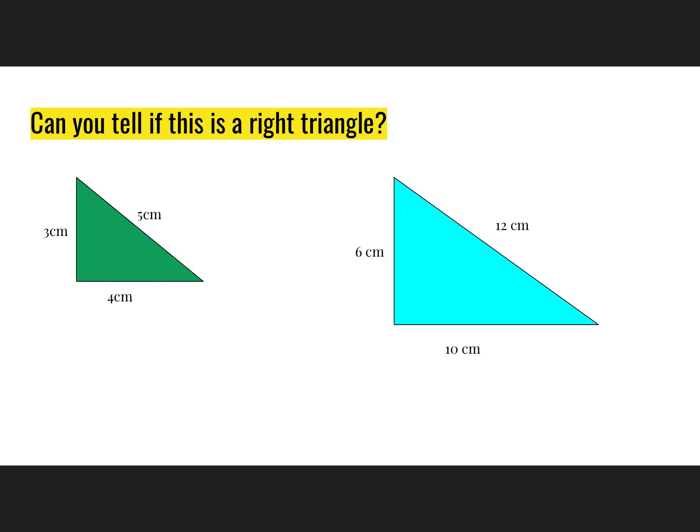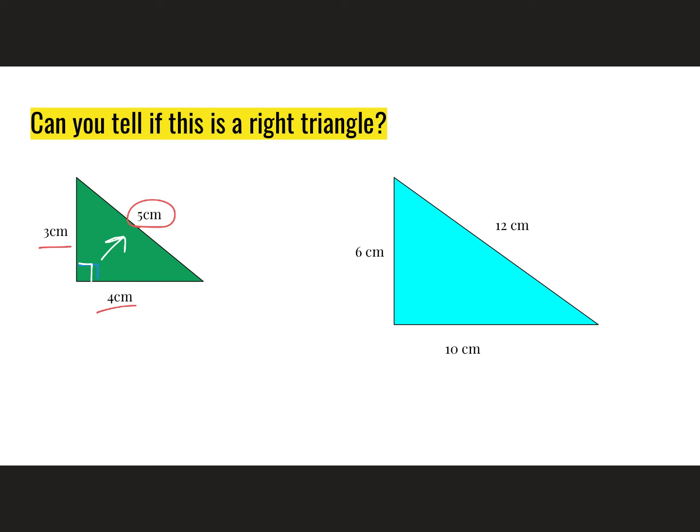So let's talk about these. Can we tell if these are right triangles? So the first thing I need to do is figure out which side is my hypotenuse. So I find my right angle, and across from it is my hypotenuse. It is also always the longest side. So you see these sides are 3, 4, and 5. 5 is the longest side, so that's my hypotenuse.